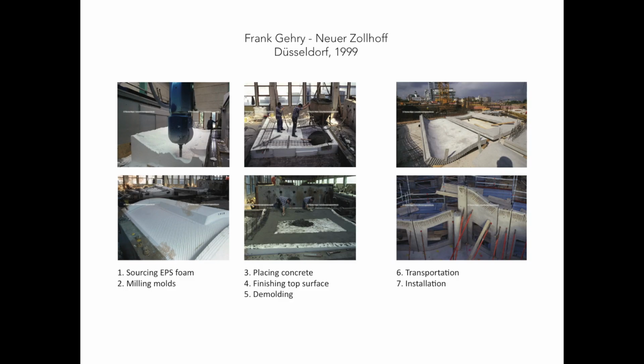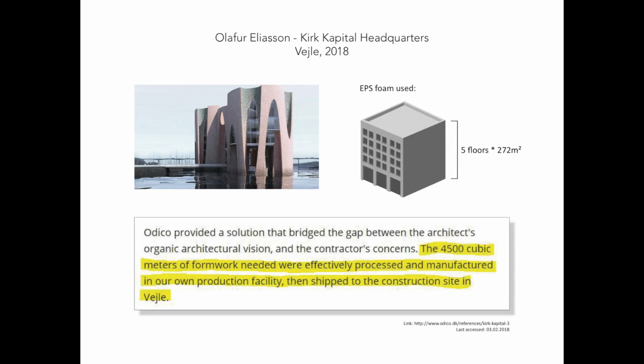and then melted down and reused in a very energy demanding process. And in this more recent building by Olafur Eliasson, the fabricator proudly boasts of the 4,500 cubic meters of formwork needed to make the formwork for this building, which represents a 5-story building. So the plasticity of concrete, or its fluid expression, comes at a great cost.